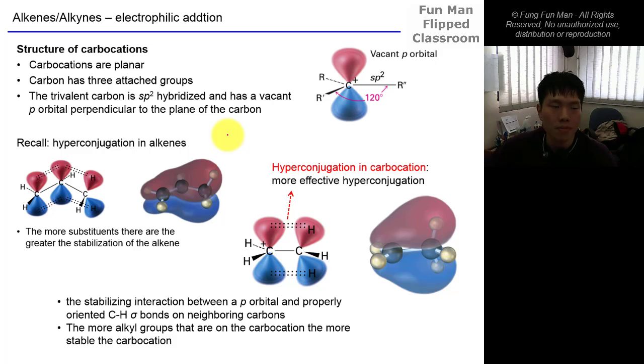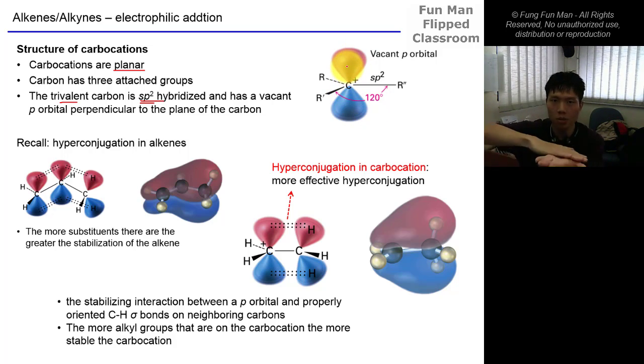Alright. For the structure of carbocations, note that the carbocations are planar about the carbon center carrying the plus charge. It has 3 groups attached to it, and this is equivalent to a trivalent sp2 hybridized carbon with a vacant p orbital, which is on the axial position, the other bonds on the plane. Alright, so this is perpendicular to the plane of the carbon.